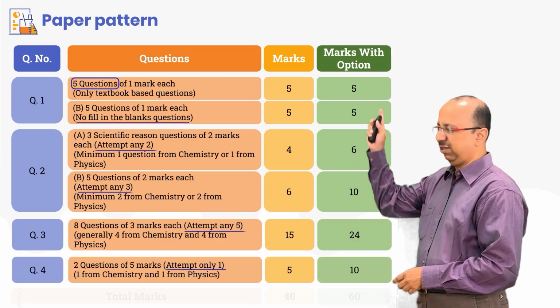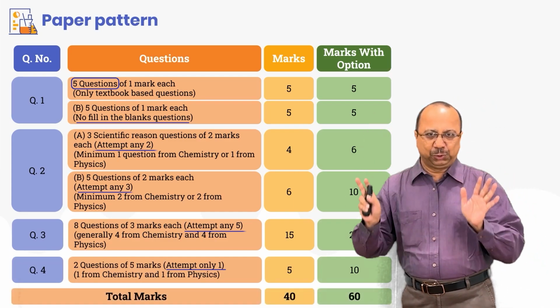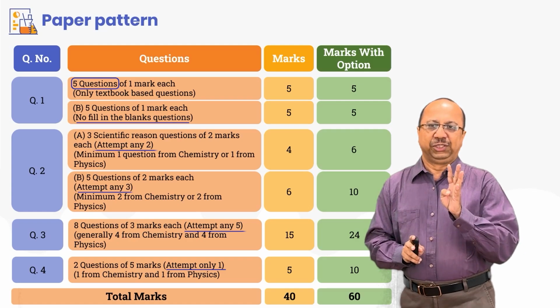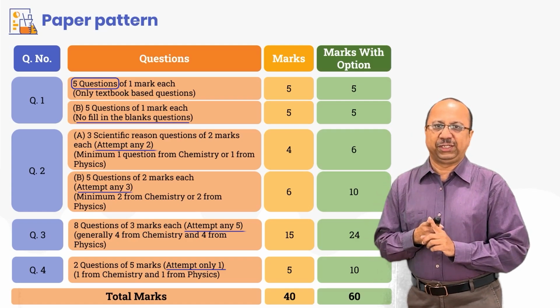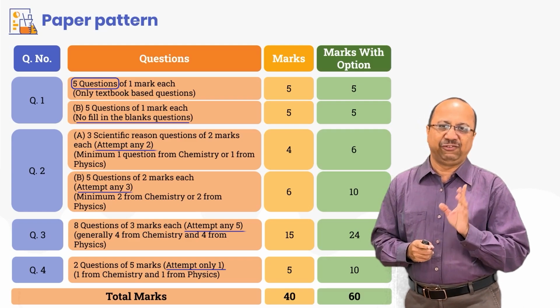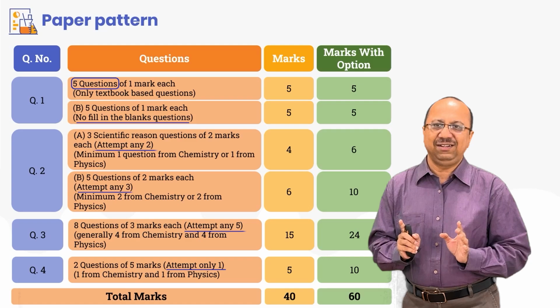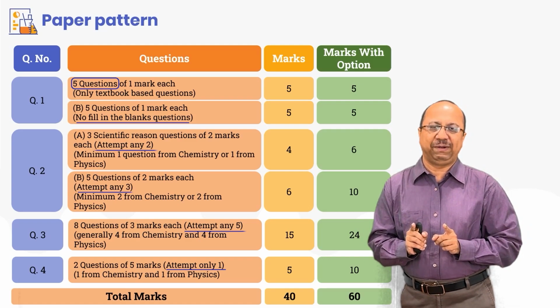So you can just have a go through of the entire paper pattern, how it is. Just to sum it up in a nutshell, 4 questions will be there. Question 1, 10 marks. Question 2, 10 marks. Question 3, 15 marks. And question 4, 5 marks. So I hope, my dear children, the paper pattern is ready in your mind.